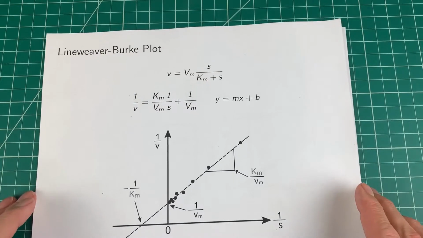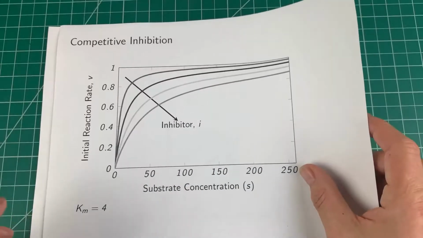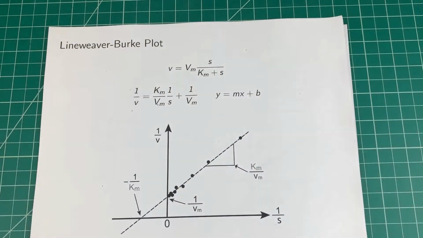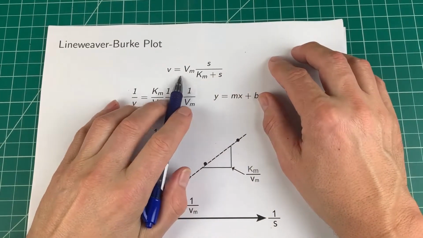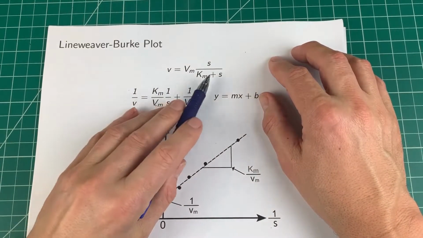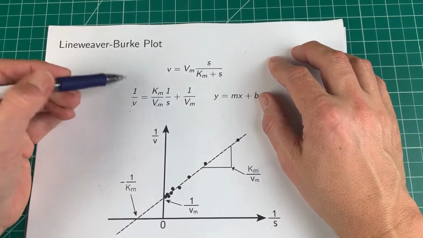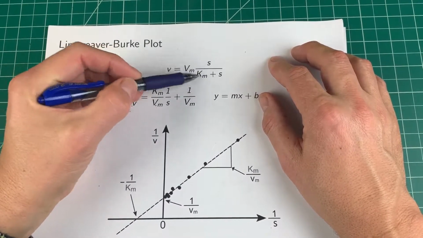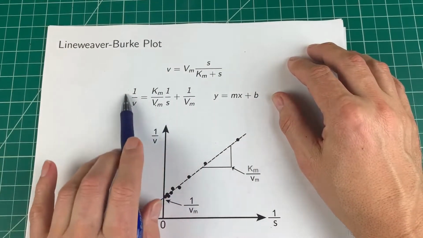Now, you may be aware of this famous plot, the Lineweaver-Burk plot. There's a way to represent these kinds of curves in a different way. So let me start off with the simple Michaelis-Menten equation. What I'm going to do is take the reciprocal on both sides. So the reciprocal of V is 1 over V. I invert this expression and then pull apart the terms, and I end up with this.